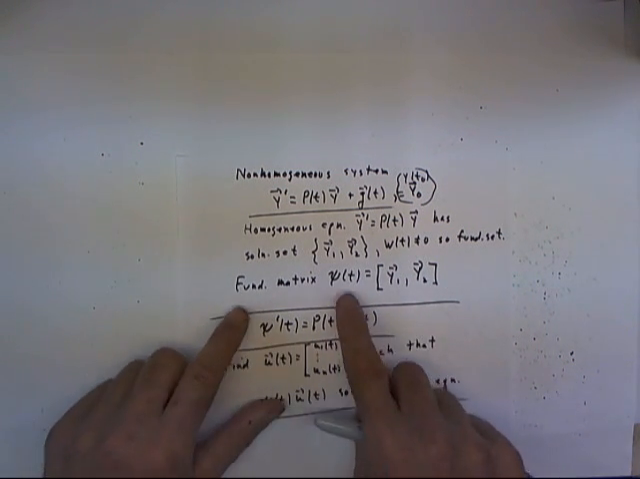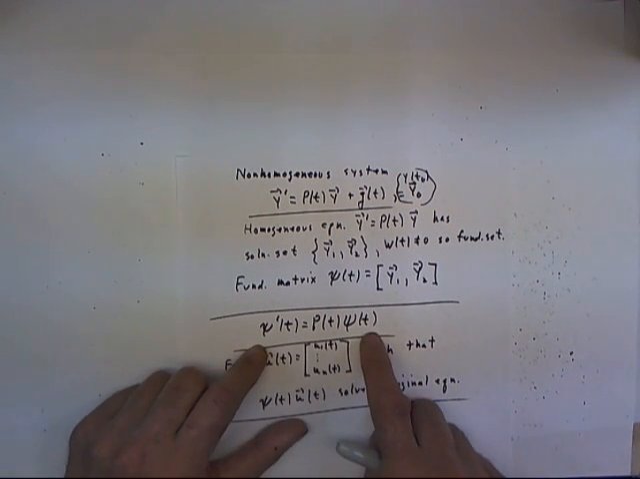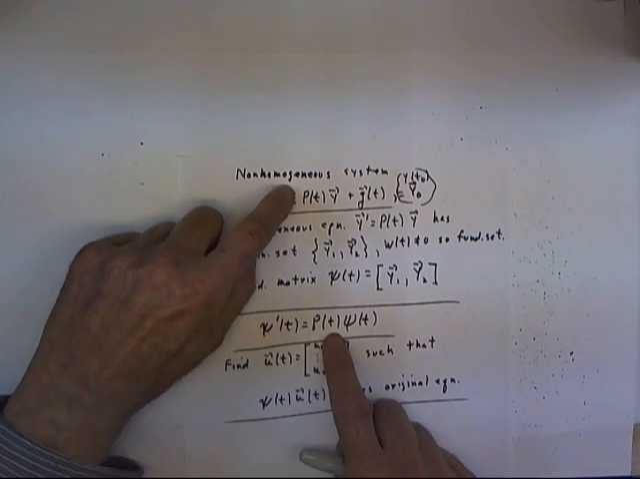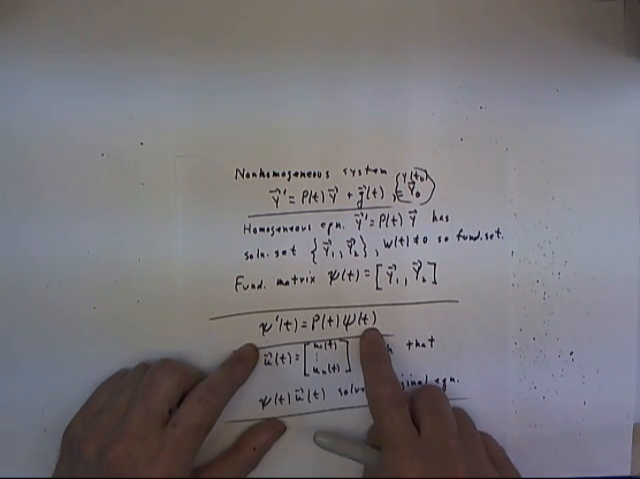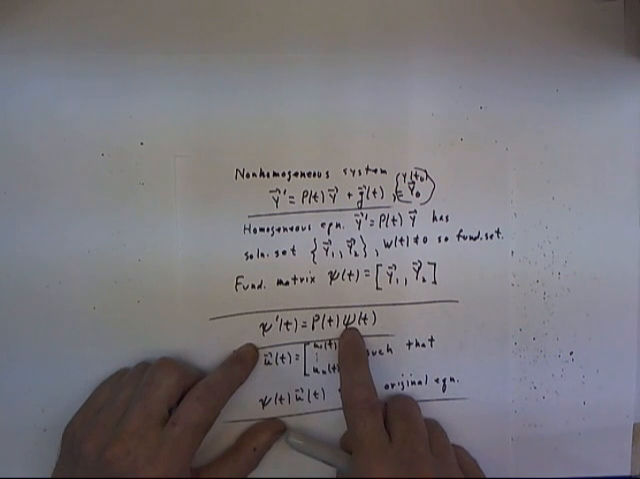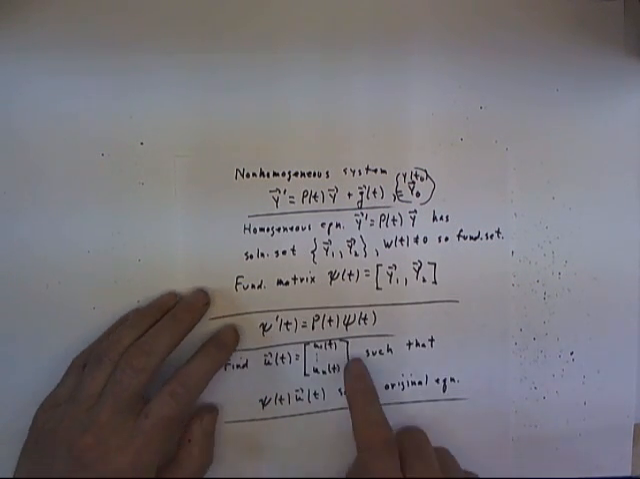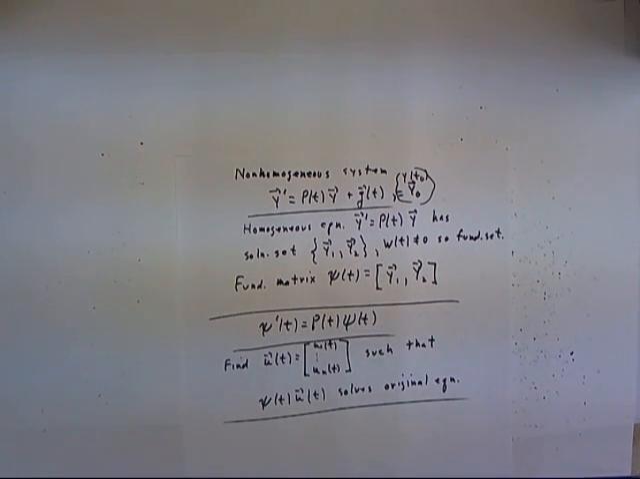Now, this fundamental matrix is itself a solution to the equation. Psi prime of t is equal to your p of t matrix times psi of t. And what we're going to try to do is find a matrix, much like this fundamental matrix, that solves this equation. And it's going to turn out that that's actually fairly easy to do.